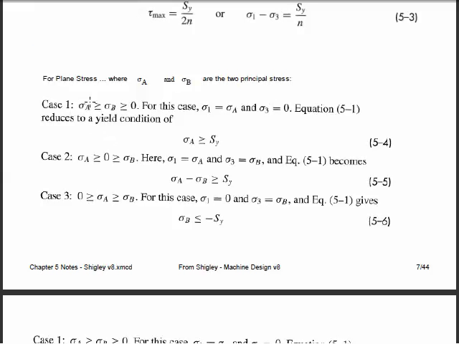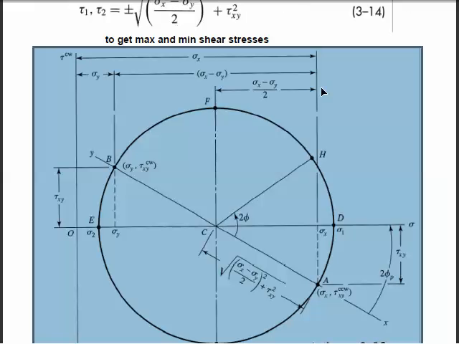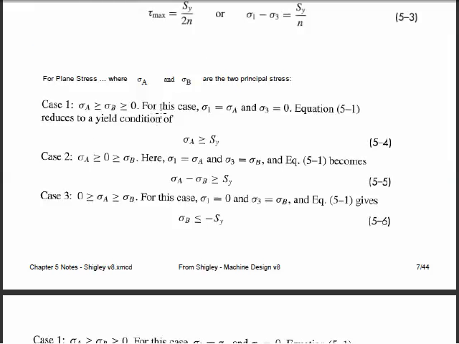So if sigma A and sigma B are both positive, and sigma A is larger than sigma B, then in this case both points are on the right hand side of the circle, which means we do have to consider the full 3D circle. Wherever the origin is, maybe the origin is right here, then we've got a larger 3D circle that we have to deal with for finding the maximum shear stress. So this equation amounts to making sure that our sigma A does not become bigger than the yield stress.